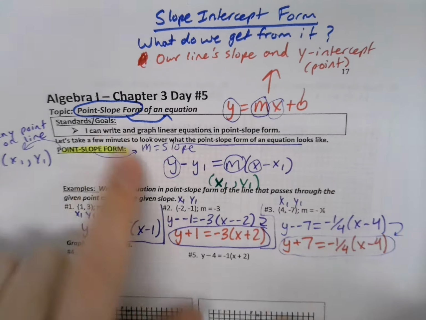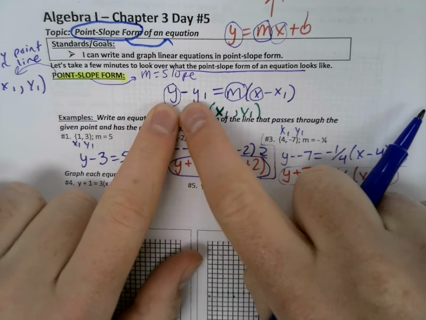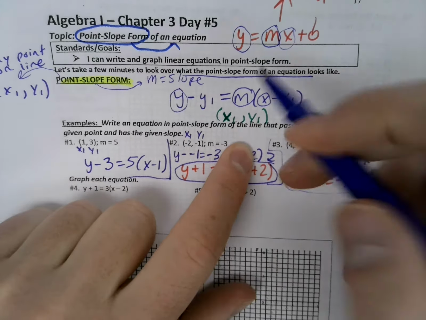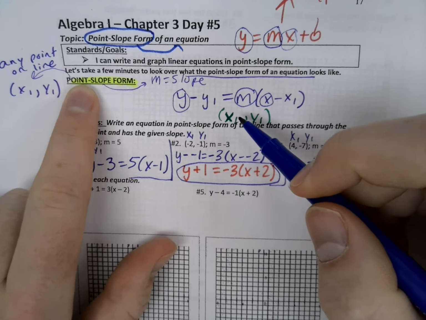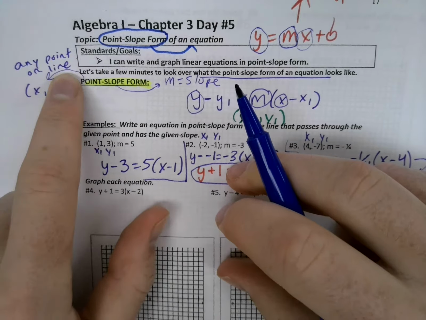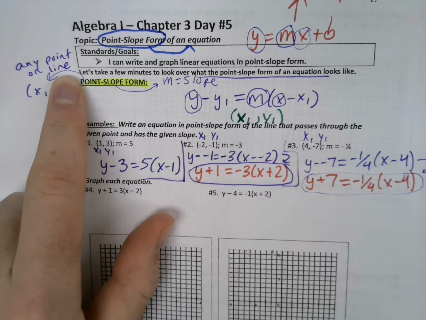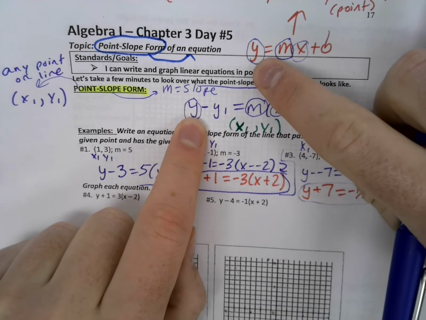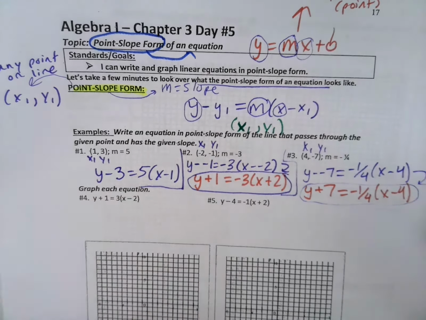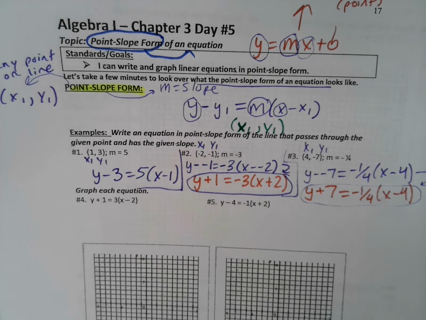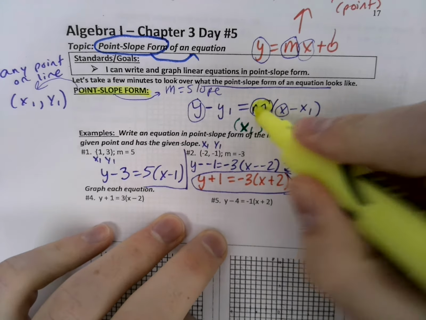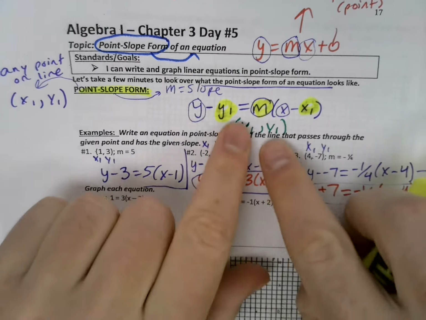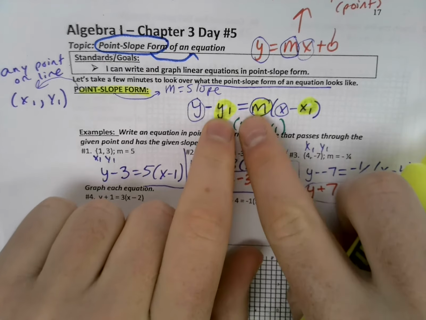Point slope form is a little bit different though. It was y minus y1 equals m times x minus x1, where x1 and y1 was our points. It could be any point on the line. It doesn't have to just be the y-intercept. And then, of course, m is our slope. And we see that these two forms share y, m, and x together. But we replace, of course, that becomes a number, that becomes a number, and that becomes a number based off our points and our slope.